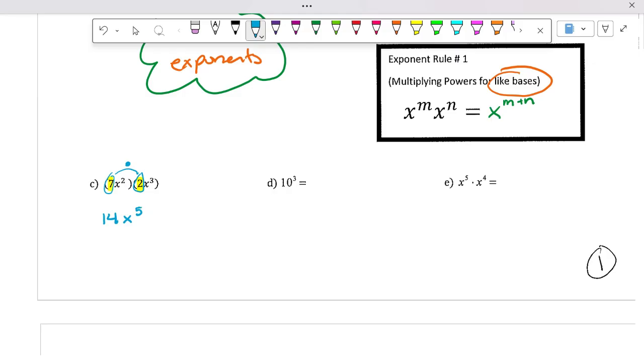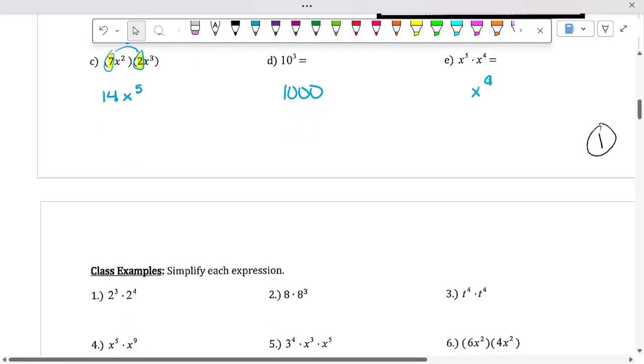What's 10 cubed? 1,000. X to the 5th times x to the 4th? X to the 9th. Come on, guys. This is a review from yesterday. We literally did this yesterday. Nothing new has happened yet.